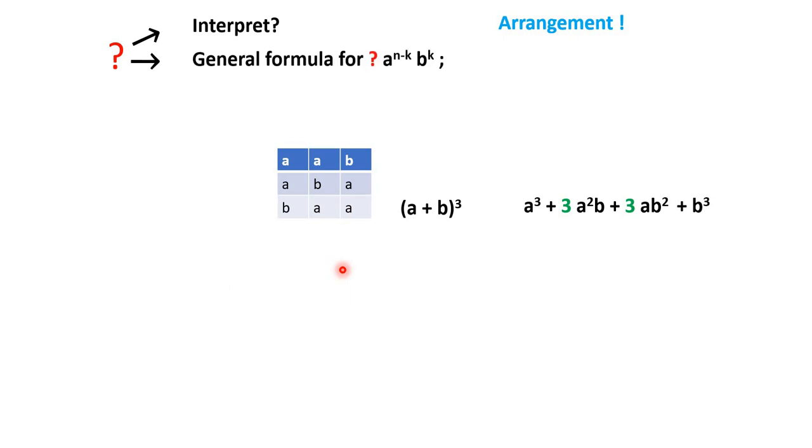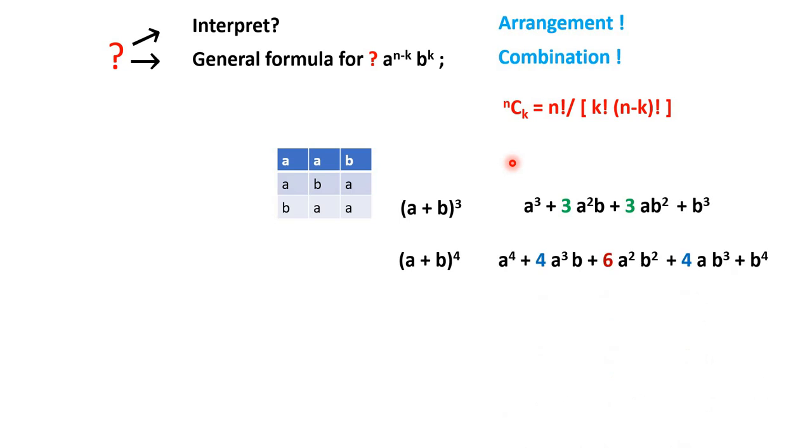And the second question: what is the general formula for the expansion coefficient of a^(n-k) b^k? That also we know is a combination problem: how many ways can you pick k objects out of n. For example, in a³b there are 4 objects, 3 a's and a single b, and how many ways can you pick 3 a's or a single b out of 4 objects? So actually it is 4C1 or 4C3, and the answer is 4.